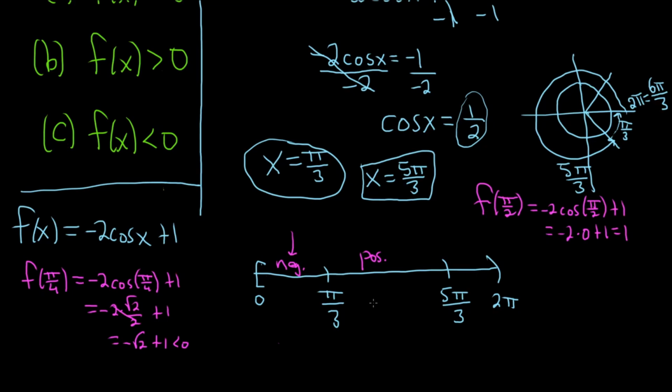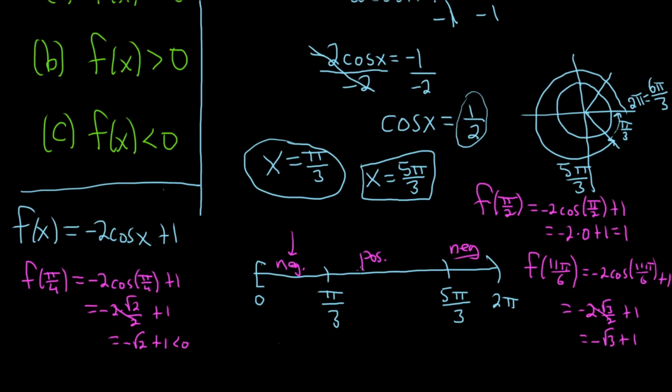And last but not least, we need an angle between 5 pi over 3 and 2 pi. I'm thinking maybe something like 11 pi over 6 is probably the best we can do. And let's see, that would be negative 2 cosine 11 pi over 6, plus 1 equals negative 2 times the cosine of 11 pi over 6, which is the square root of 3 over 2, plus 1. So that's equal to negative root 3 plus 1. And root 3 is bigger than 1, so this is negative.